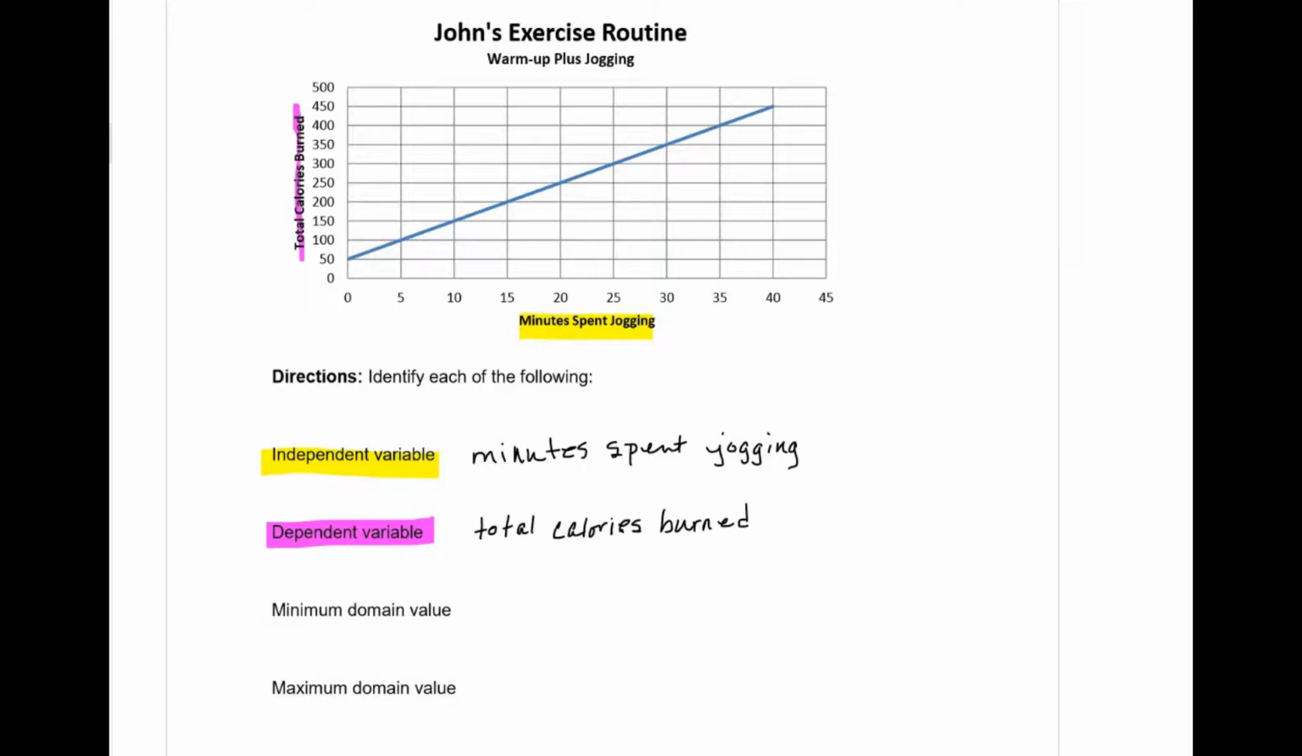Okay, the next thing I want to do is find the minimum domain value. And again, the domain are the x values along the horizontal axis. So the minimum value there at this point is 0. The maximum value of my domain is how far to the right I go, which is this point, and the corresponding x value there is 40.